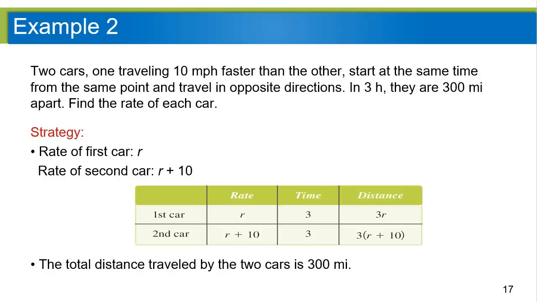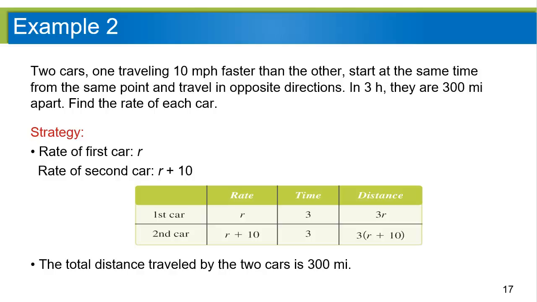Here's our last example. 2 cars, one traveling 10 miles per hour faster than the other, start at the same time from the same point, travel in opposite directions. In 3 hours, they are 300 miles apart. Find the rate of each car. We don't know the rate of each car, but we do know that one is 10 faster than the other. So there's my r and r plus 10.